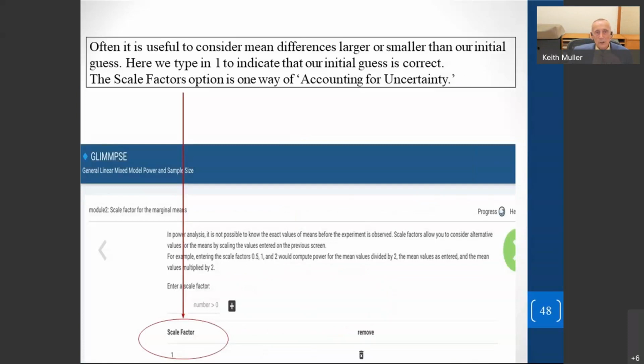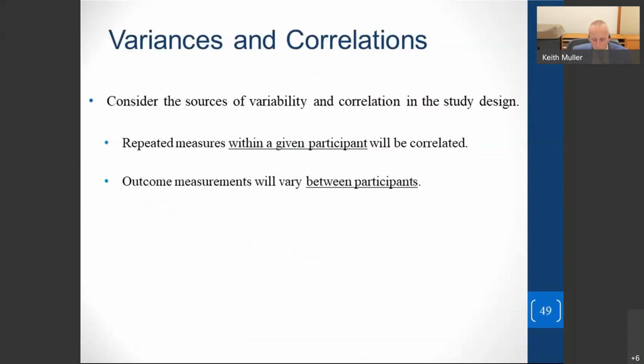We give you a tool called scale factor because sometimes it's important to consider mean differences larger or smaller than what you've hypothesized. If we knew the answer, we wouldn't have to run the study. So there's always a good deal of speculation and what-if and guessing in terms of doing a power analysis. This is one of the ways you can account for uncertainty in your planning process.